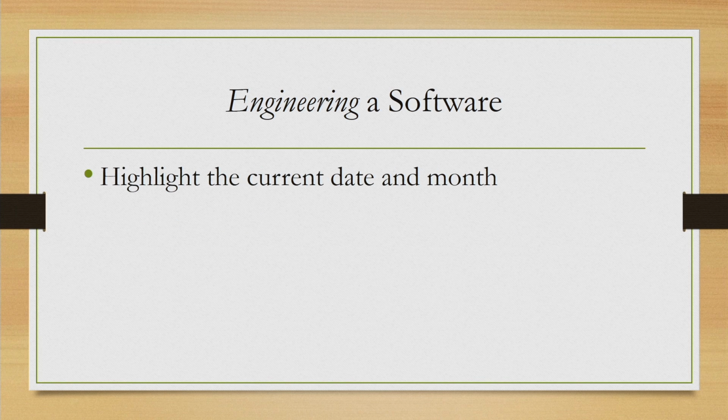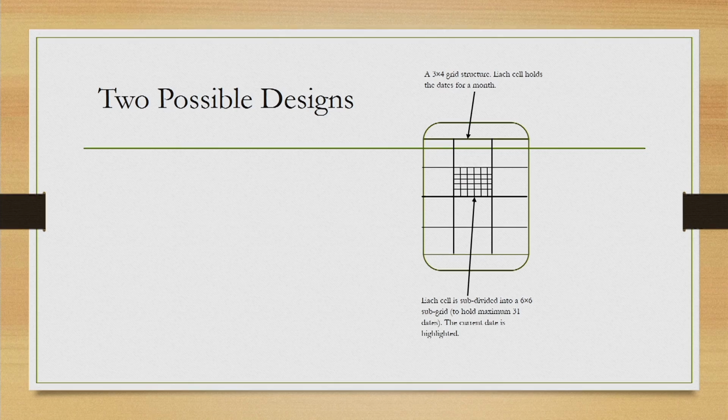And additionally, to make the life of the user simpler, we may also highlight the current date and month. So, that is what we want. Now, suppose you are asked to do it on a mobile screen, on a small screen. What will you do? There are actually different ways to do it. The challenge is to accommodate all the dates of the months on the same screen. So, we can probably come up with different design options. Let us discuss two of those.